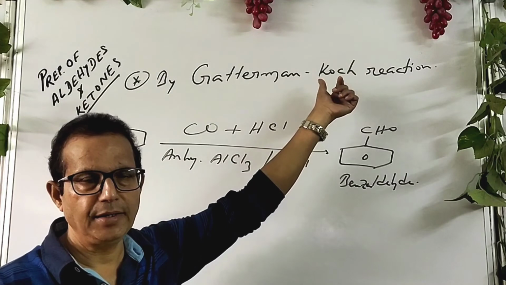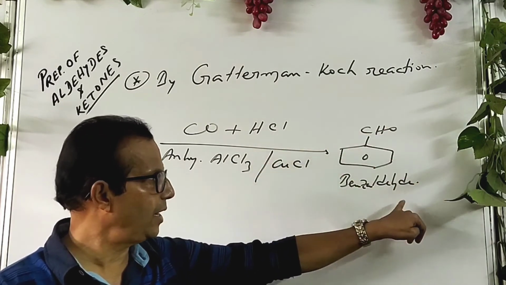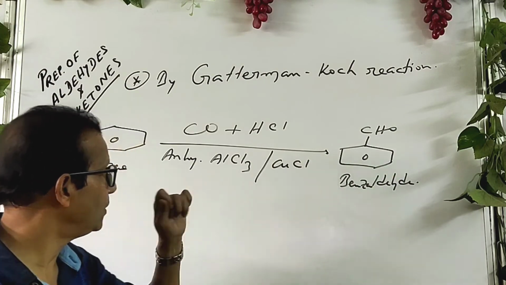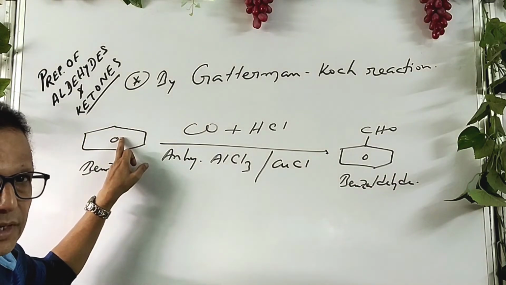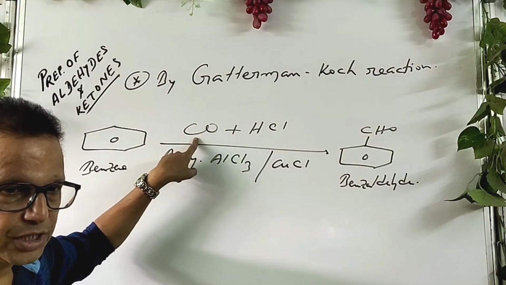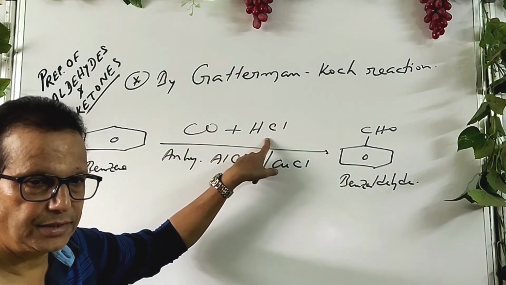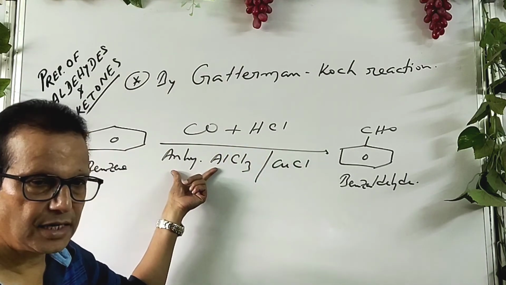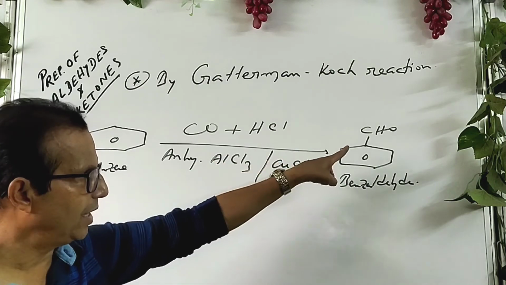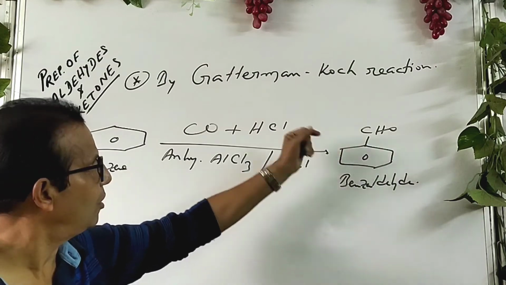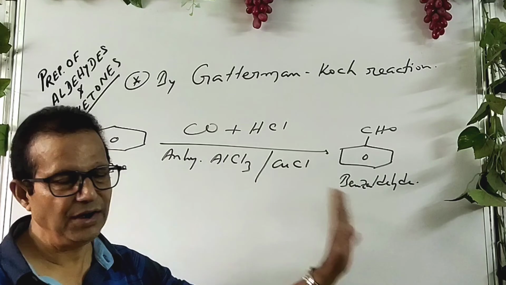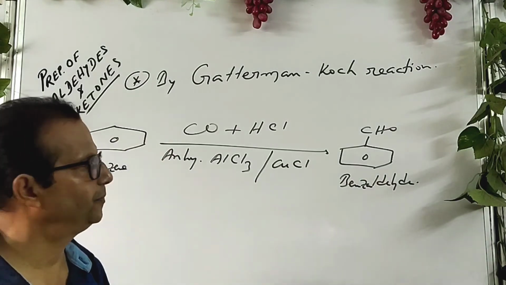So by Gattermann-Koch reaction, we can prepare aromatic aldehydes, that is benzaldehyde. When benzene is treated with a mixture of carbon monoxide and hydrogen chloride in presence of anhydrous aluminium chloride and copper chloride as catalyst, we get benzaldehyde. The reaction is called Gattermann-Koch reaction. I think you understand, very easy to remember, but very important for your forthcoming exam.